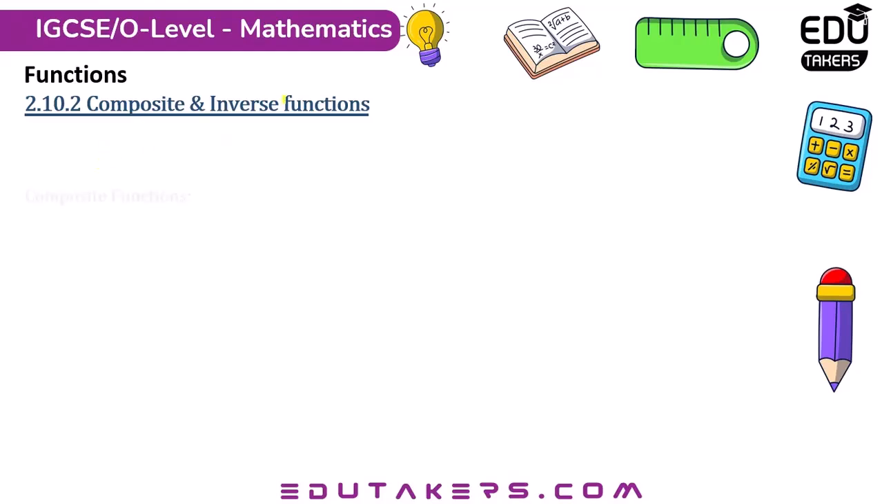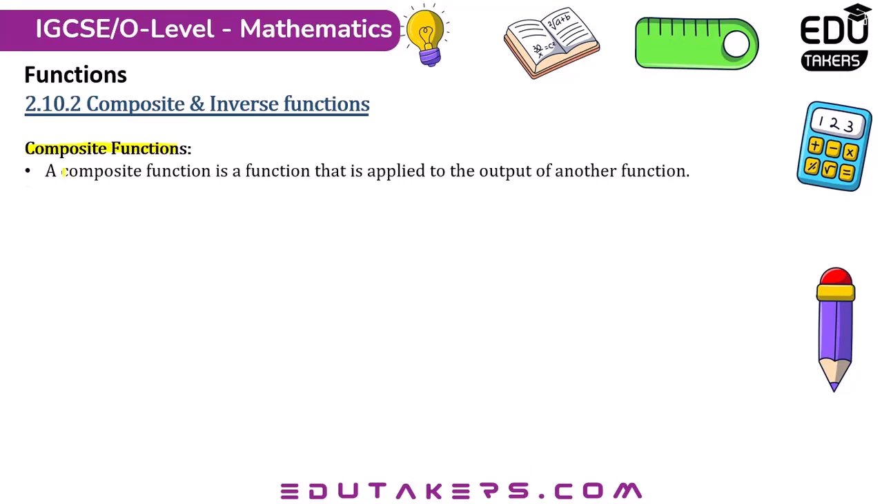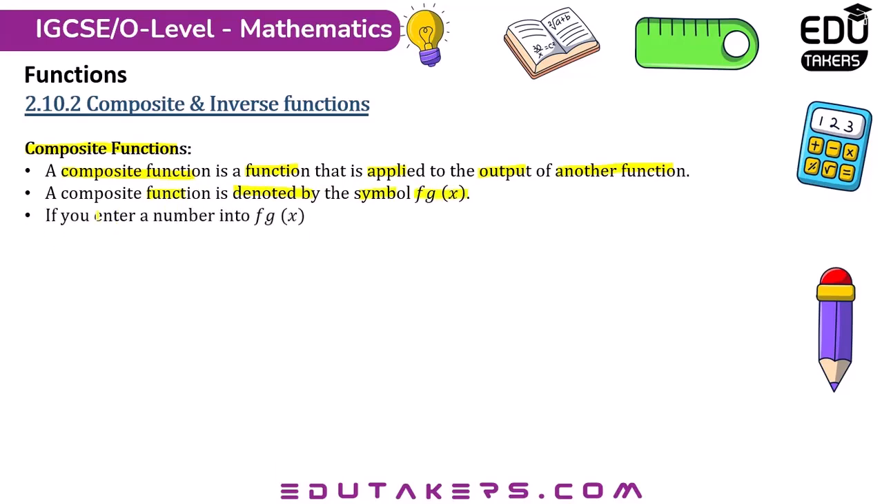Composite and inverse functions. Composite functions. A composite function is a function that is applied to the output of another function. A composite function is denoted by the symbol f of g of x. If you enter a number into f of g of x, enter the number into g of x, then input the result of g of x into f of x.